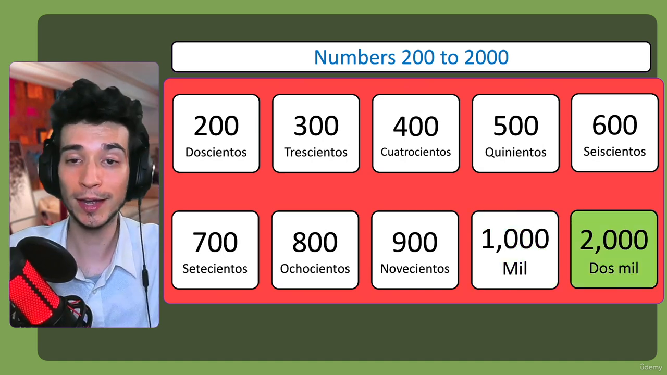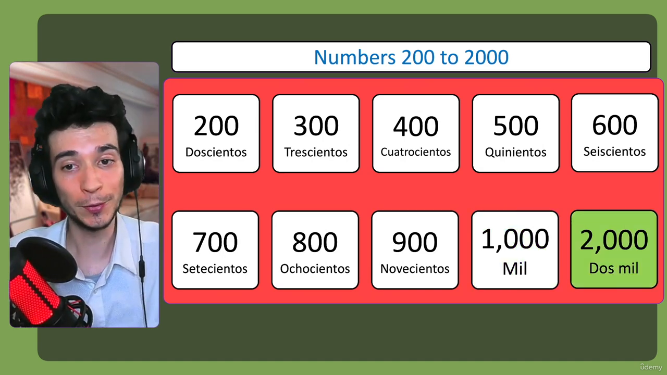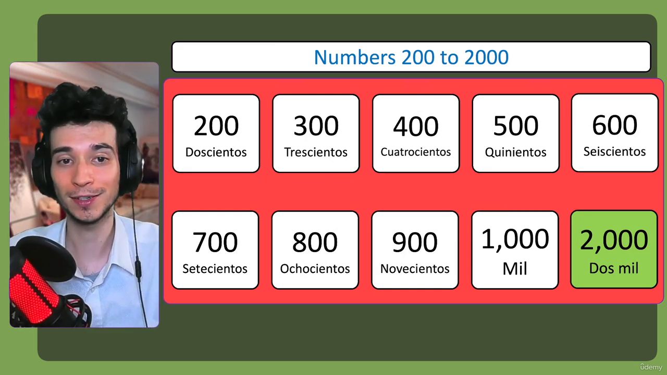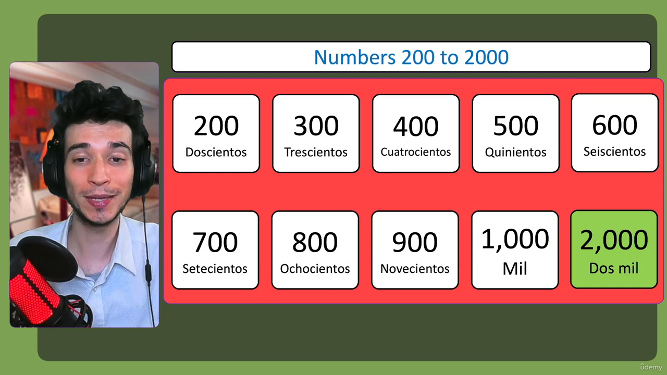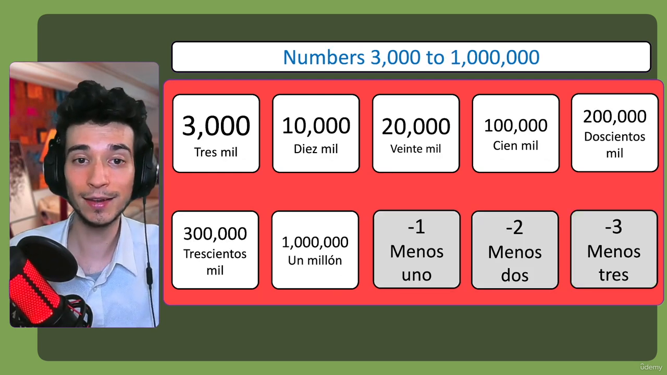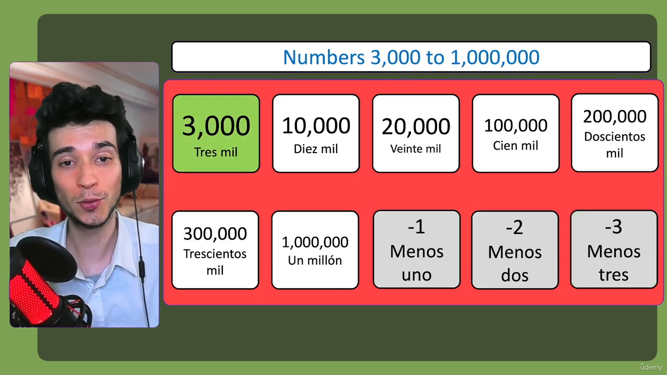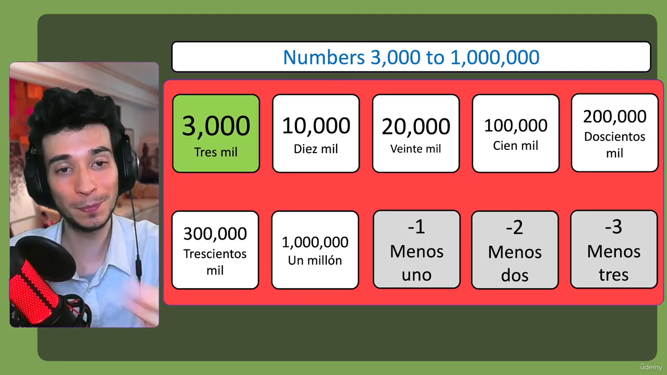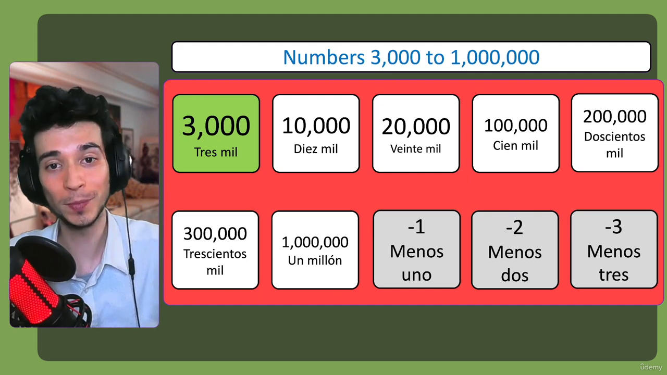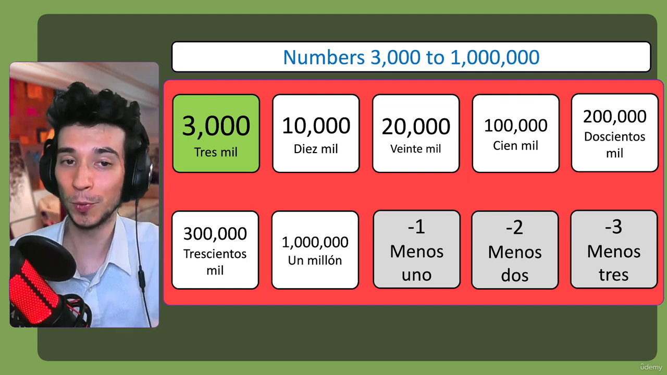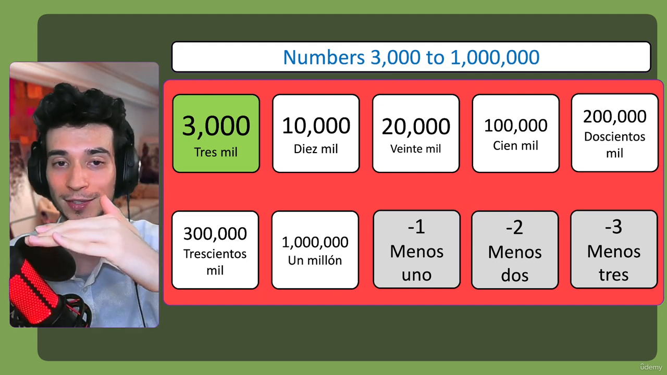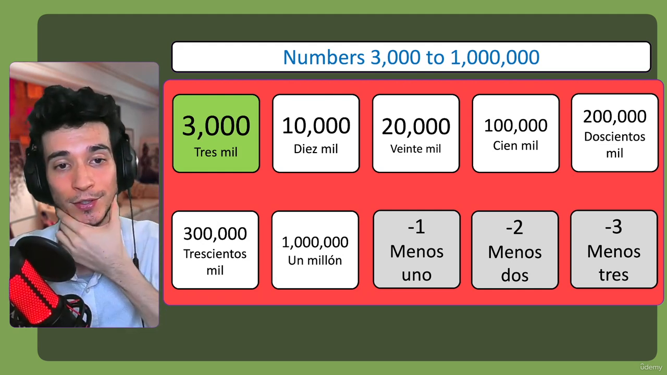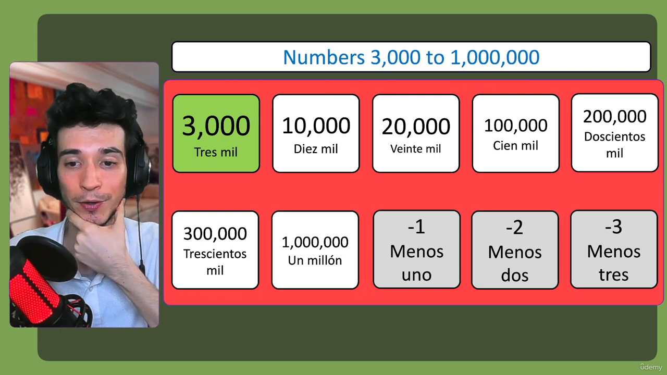And after 1,000, we have 2,000. So I think it's simple. And then we have 3,000. So after that is just 4, 5, 6, 7, 8, 1,000. So 3,000, 4,000, 5,000, all the way forward. Basically just like in English. Think about them in English. We have the same pattern.